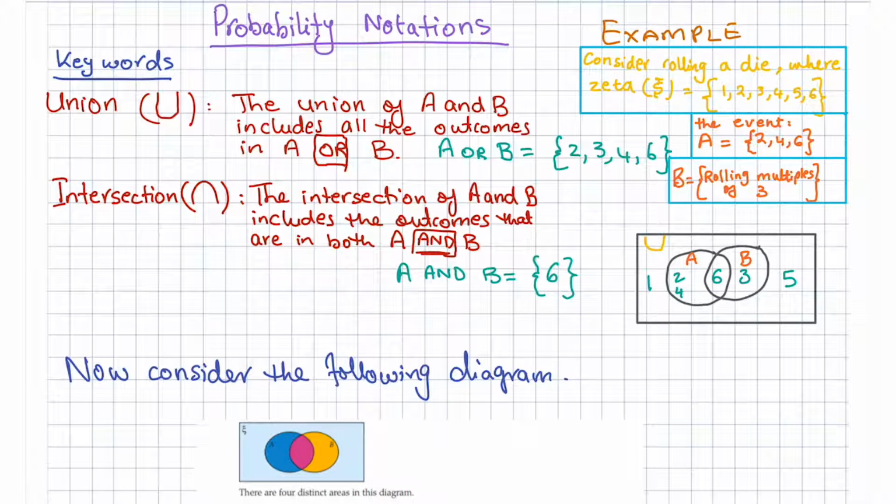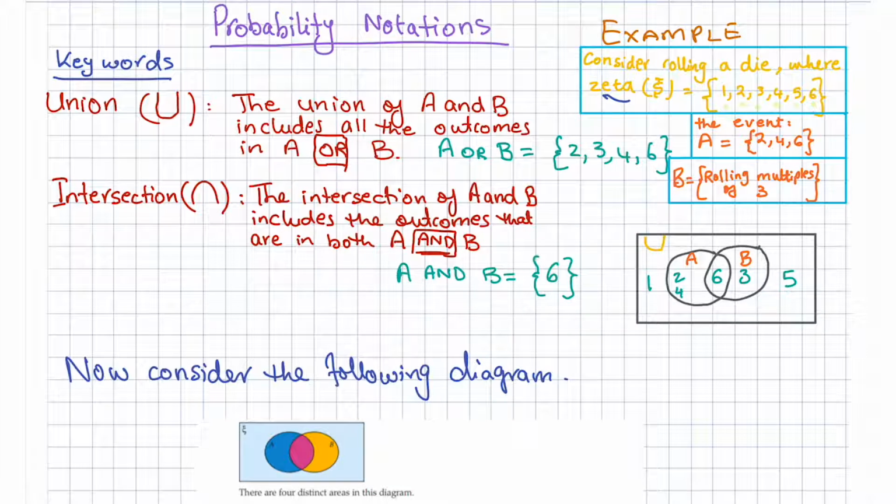Hi all. In this video you are going to learn about probability notations. But before we get started on the keywords, let me go through the example that I'm going to use in this video. So consider rolling a die where zeta, or the universal set, or set of all outcomes, or sample space, is rolling a 1, rolling a 2, rolling a 3, rolling a 4, rolling a 5, and 6.